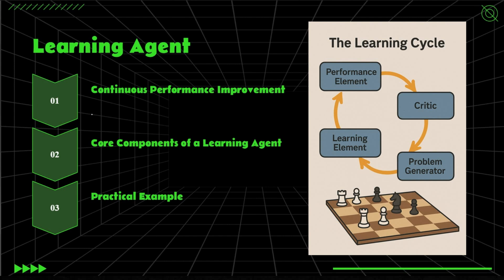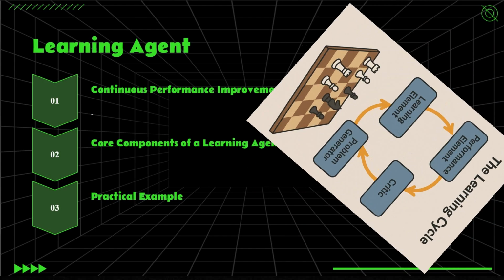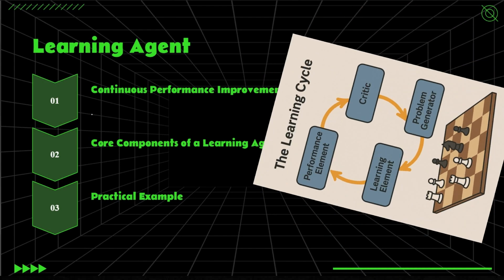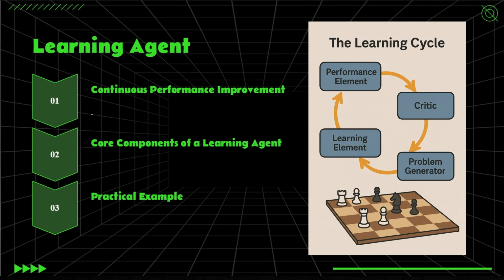The third one is the performance element. This is the decision maker. It chooses what to do. And the last one is the problem generator. It suggests new things to try so that the agent keeps improving. So we have this learning cycle over here, and while the agent is working, this cycle keeps on improving and keeps on flowing, because the agent keeps learning from its experience.